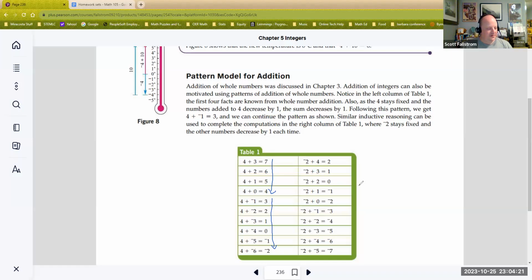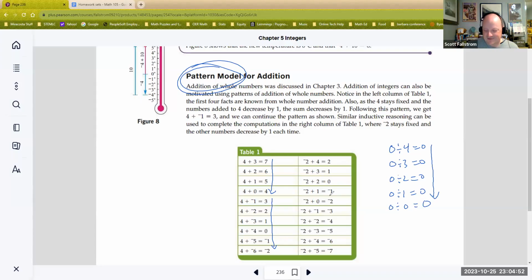Okay, let's see here. Where would you show this? Oh, if you were doing division, right? Then that would probably be kind of a bad one. For example, 0 divided by 4 is 0. 0 divided by 3 is 0. 0 divided by 2 is 0. 0 divided by 1 is 0. And if I use the pattern model, I would look and say, aha, got it. 0 divided by 0 is 0. But we know that that is not true. And this will be my sad face, because that's not true.